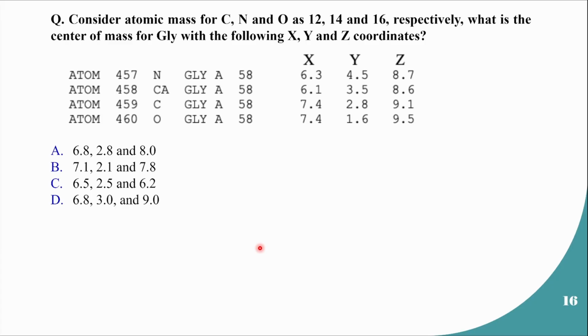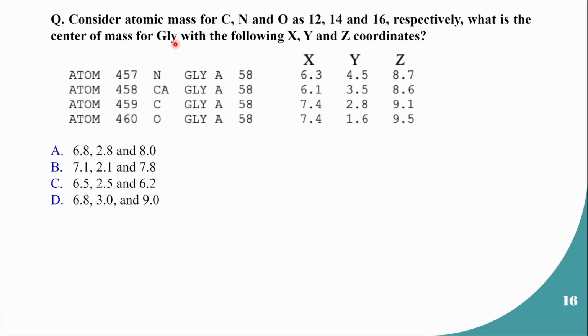And for all of these atoms, for example, here the N, the C alpha or Ca in this case, indicating the C and O for this glycine 58. For each of these 4 atoms, we have been provided the X, Y, and Z coordinate values. And then you have also been provided the atomic mass for these atoms. So for carbon, nitrogen, and oxygen, it is 12, 14, and 16 respectively. And then you have been asked, what should be the center of mass of glycine?